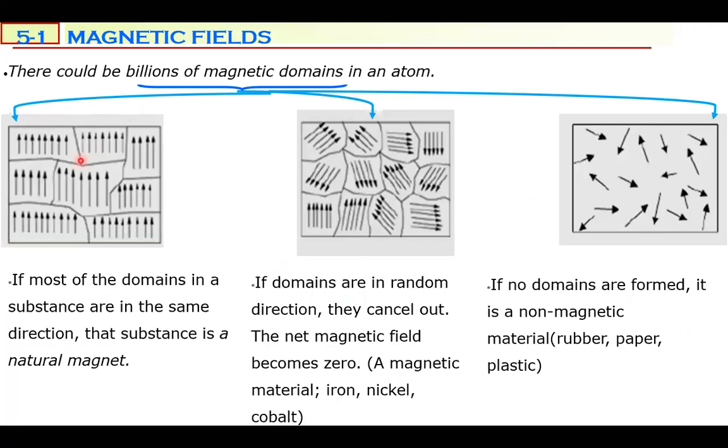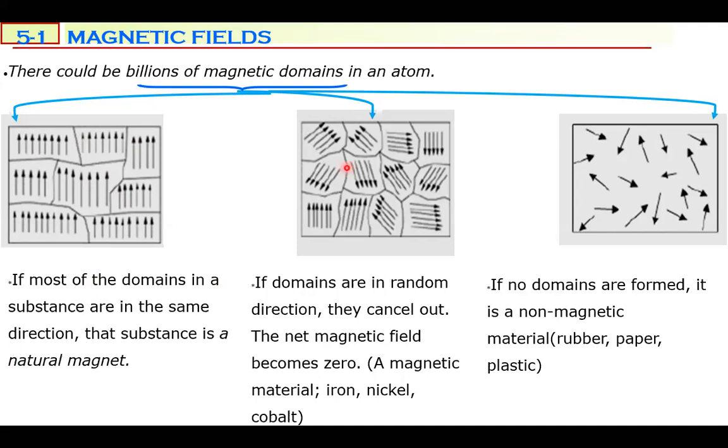So this is one group of atoms, one domain, this is another domain, this is another domain. As you see, domains are here in the same direction. If most of the domains in a substance are in the same direction, then that substance becomes a natural magnet. So this substance is a natural magnet.